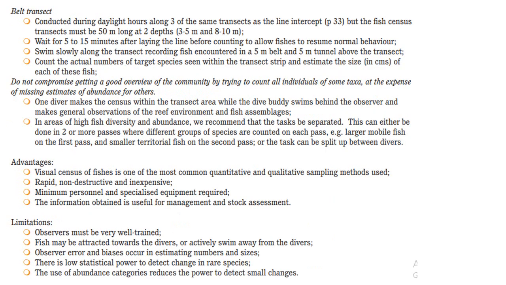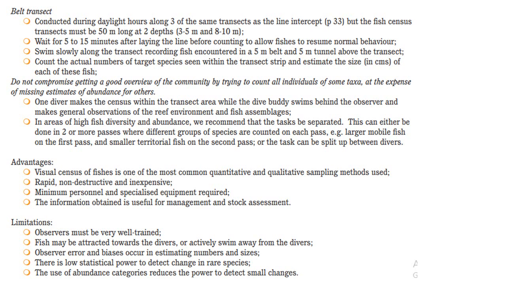Next is, ayan. So, example ng ating live fish census is belt transect. So, it is a visual census of fish. And it is yung live visual census, meron siyang iba't ibang methods. It is the most common quantitative and qualitative sampling method used in fish stock assessment.